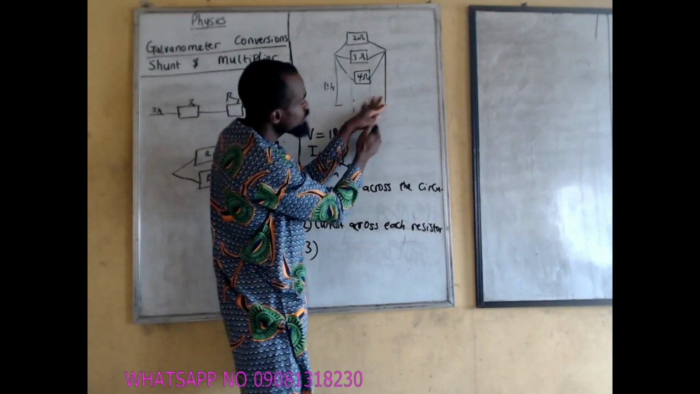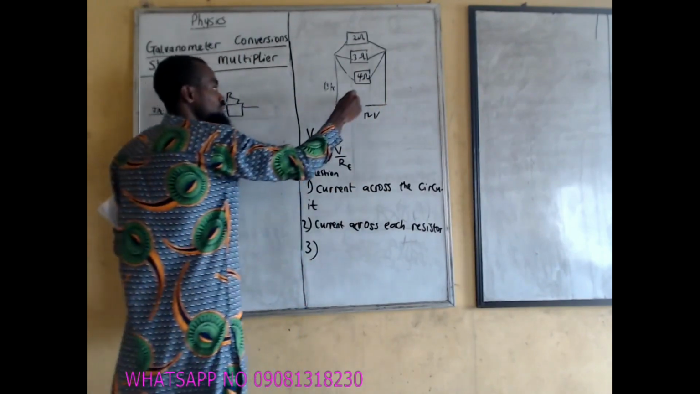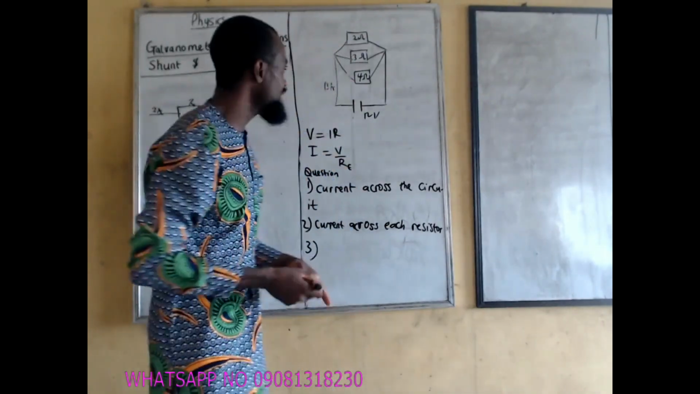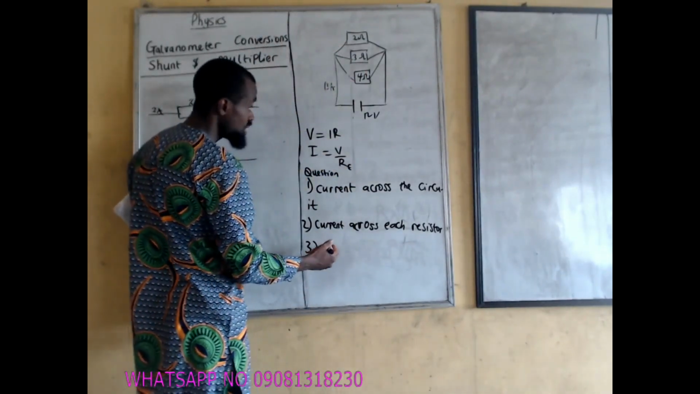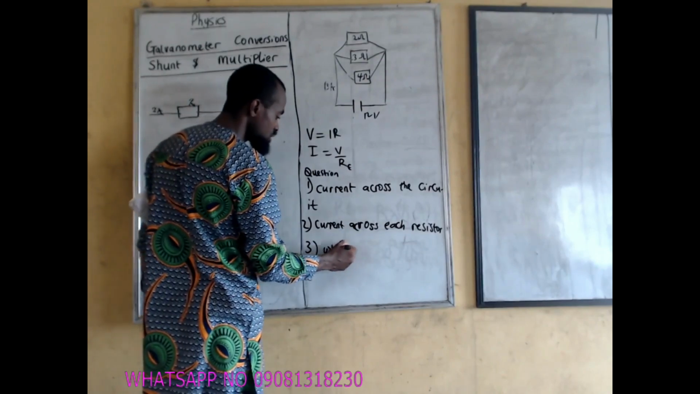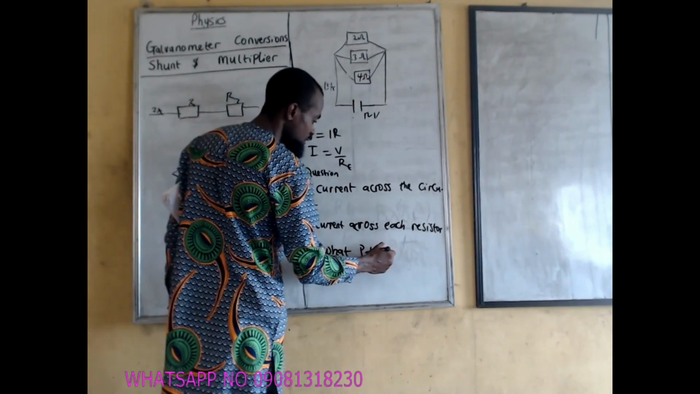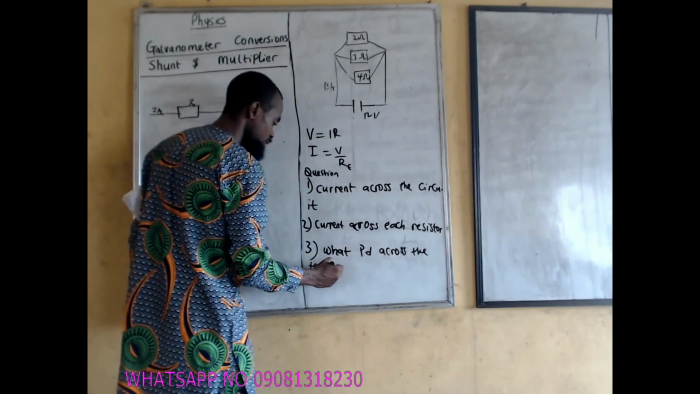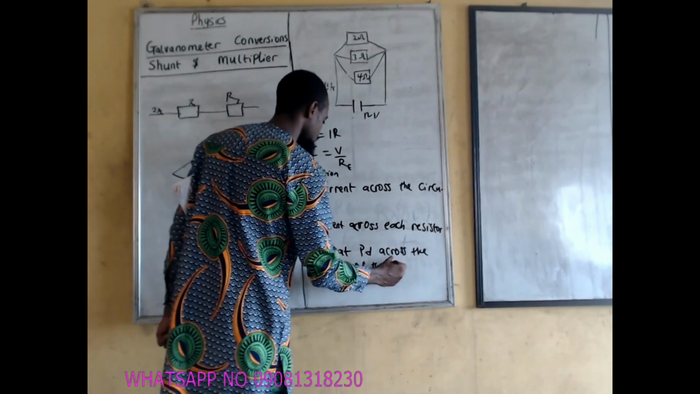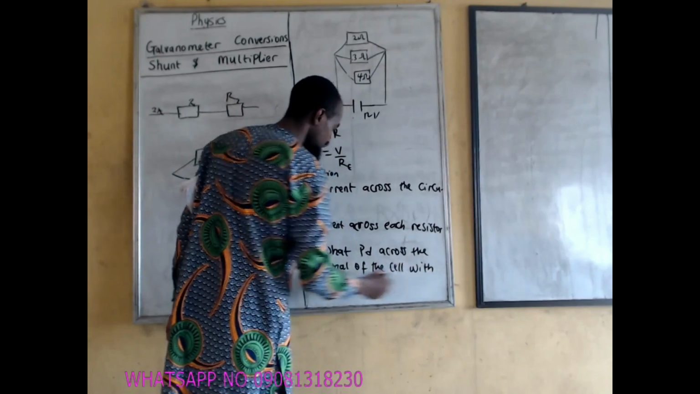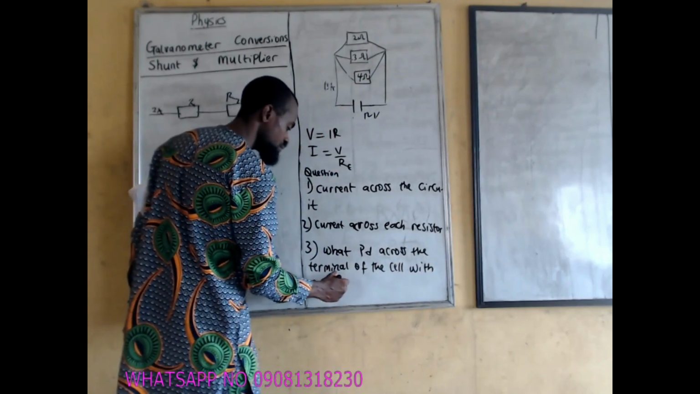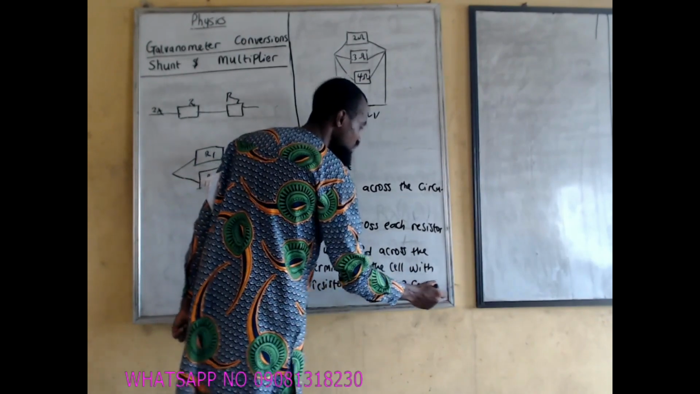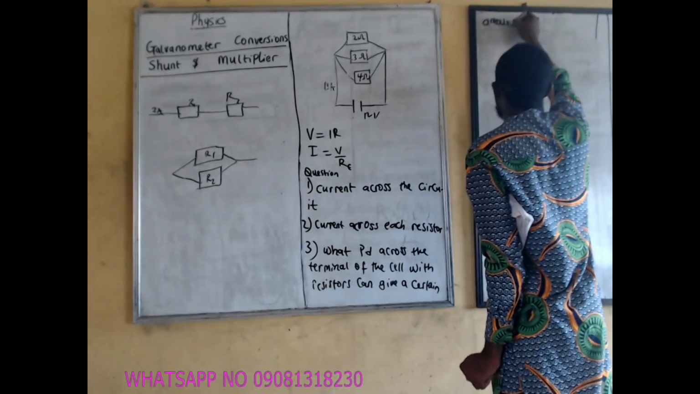So they can ask you what would be the voltage across the cell, or the terminal potential difference, because we are ignoring internal resistance. Now, the third question is, what is the potential difference across the terminal of the cell with resistors that can give a certain amount of current.